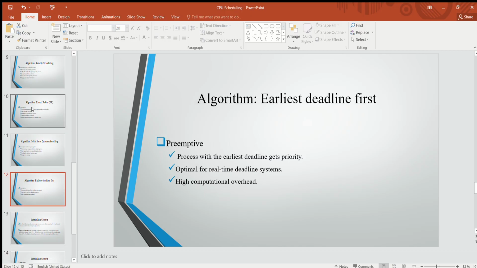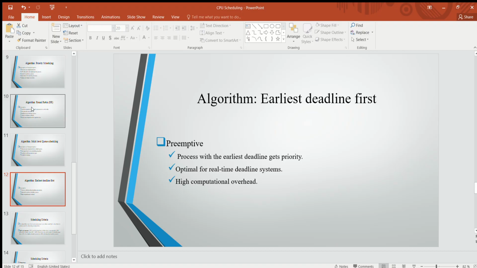Then we also have earliest deadline first, which is also preemptive. It says the process with the earliest deadline gets priority. So it's a form of priority, and it is optimal for real-time deadline systems. And it has a high computational overhead.